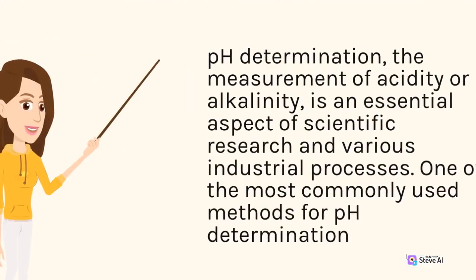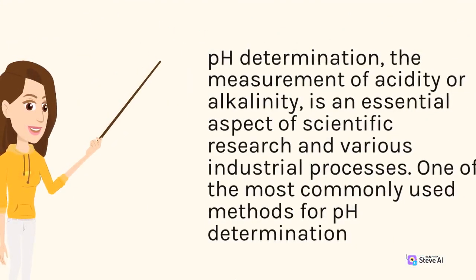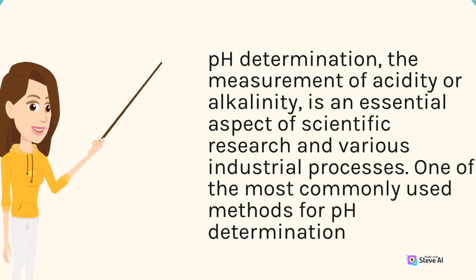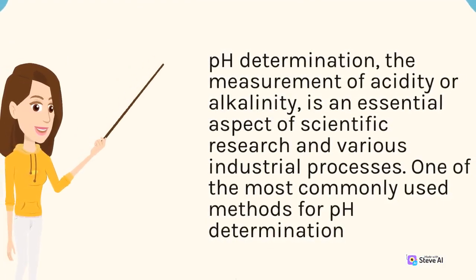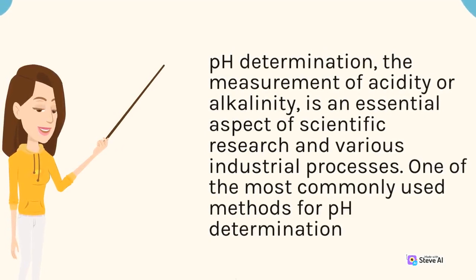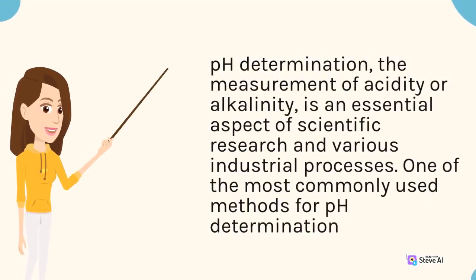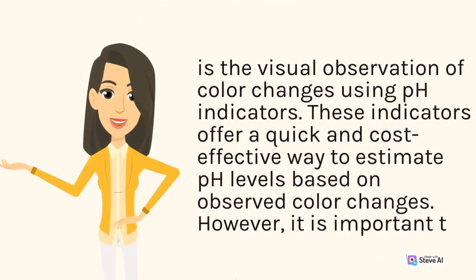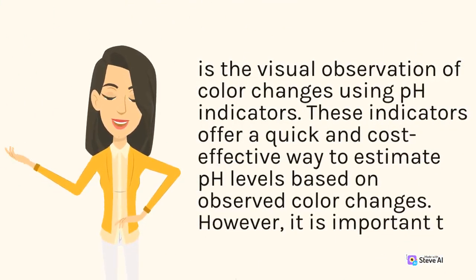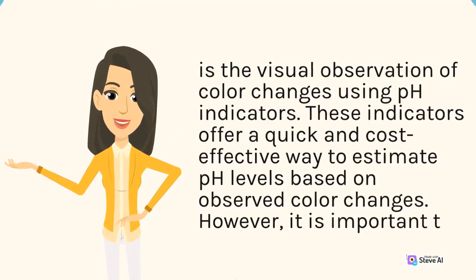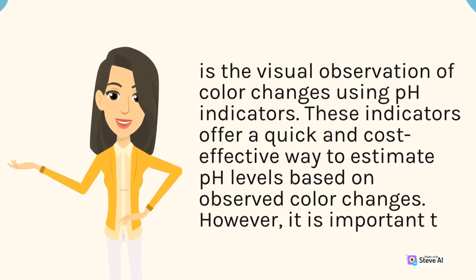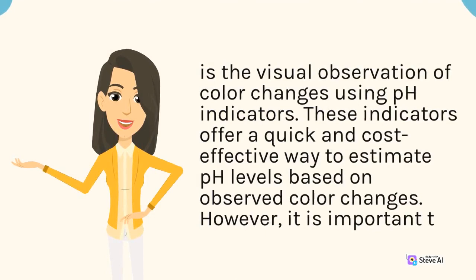pH determination, the measurement of acidity or alkalinity, is an essential aspect of scientific research and various industrial processes. One of the most commonly used methods for pH determination is the visual observation of color changes using pH indicators. These indicators offer a quick and cost-effective way to estimate pH levels based on observed color changes.